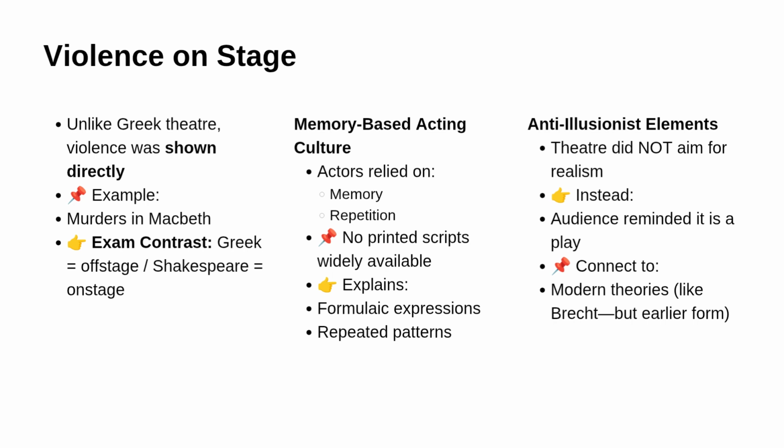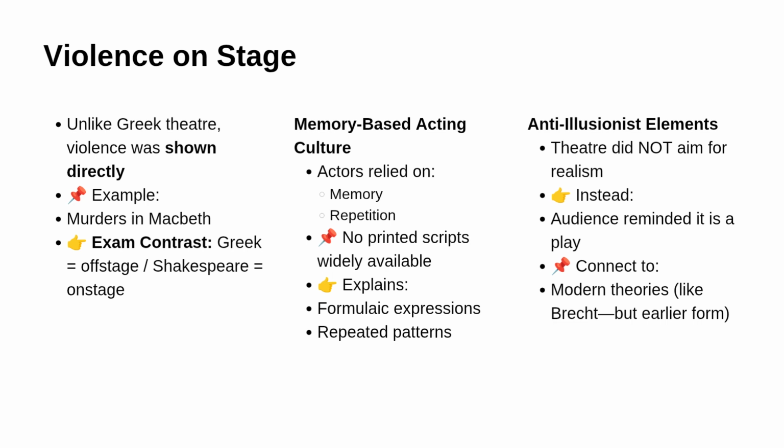First, violence on stage. Unlike classical Greek theatre, where violent actions were usually performed off-stage and only reported to the audience, Shakespearean theatre showed violence directly on stage. This made the performance more dramatic and visually intense. For example, in Macbeth, murders and violent acts are presented as part of the action, increasing emotional impact. So, the key exam contrast is this: Greek theatre presents violence off-stage, while Shakespearean theatre brings it on stage.